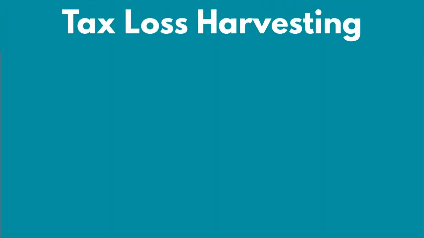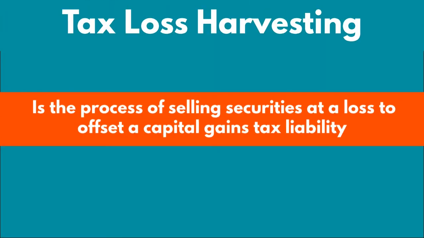Tax loss harvesting is a process of selling your securities for a loss to offset a capital gains tax liability. Basically, to reduce the amount of tax that you pay on your capital gains, you can use your investments which you sold for a loss. The loss from some of your investments can be subtracted from the profits of the other ones to reduce the amount of tax that you will pay. Again, the best way to explain this is with an example.